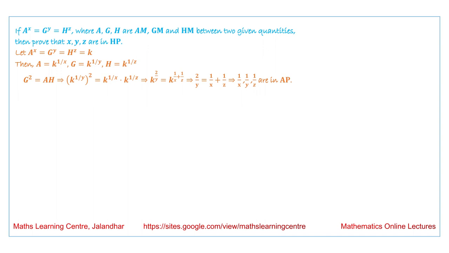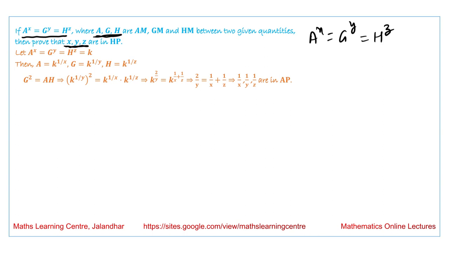Next, if A raised to the power x is equal to G raised to the power y is equal to H raised to the power z, where A, G and H are the arithmetic, geometric and harmonic means between two given quantities, then we have to prove that x, y, z are in harmonic progression.